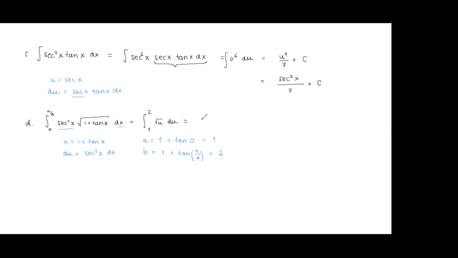I don't have to back substitute because that's the whole point of changing the upper and lower bound. So here I'm going to get that this is u to the power of 3 on 2 divided by 3 on 2, evaluated between 1 and 2. So I can rewrite this as 2/3 times u to the 3 on 2 between 1 and 2, which is the same as 2/3 times 2 to the power of 3 halves minus 1 to the power of 3 halves, but 1 to the power of anything is just 1.